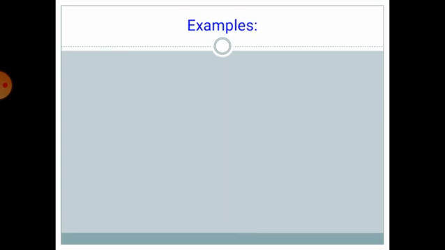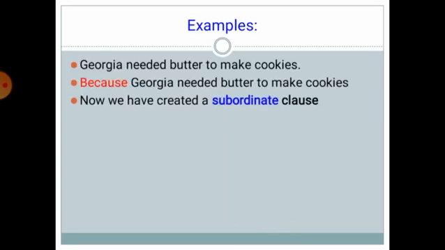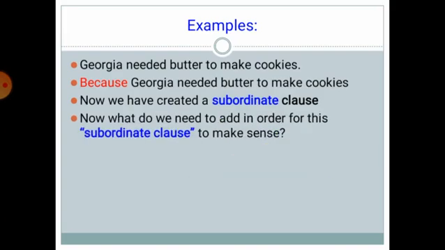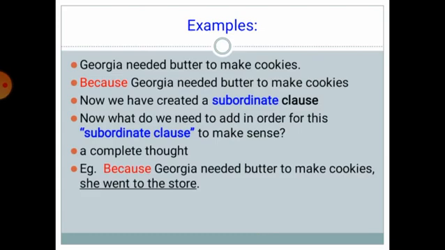Okay, and here you have some examples. Georgia needs butter to make cookies. Because Georgia needs butter to make cookies, now we have created a subordinate clause. Now, what do we need to add in order for this subordinate clause to make sense? A complete thought. Example: Because Georgia needs butter to make cookies, she went to the store. The last sentence is a complete sentence, so this is independent, right? Okay, because it has a subject and it has the predicate.